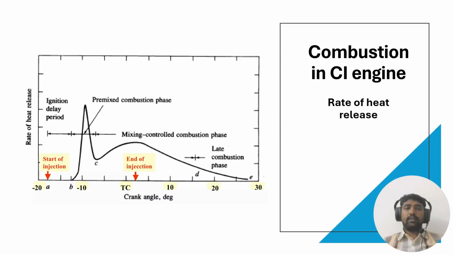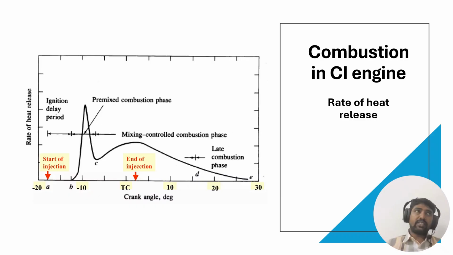Yeah. So the rate of heat release. In this diagram, we have seen that the rise starts from B. Actually, from A to B, it may be in the negative dip, on the negative side. So from B onwards, the heat release rate is going to increase.